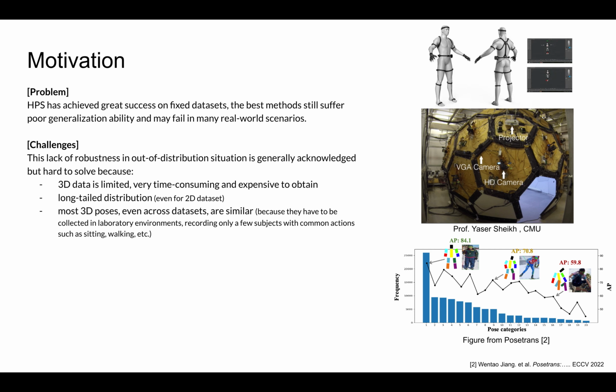While human pose and shape methods excel on fixed datasets, current benchmarks are mostly designed to test models in scenarios that are similar to the training data. Therefore, the best methods lack generalization ability and may struggle in real-world scenarios. This problem is generally acknowledged but hard to solve because 3D data is limited since it is very time-consuming and expensive to obtain, and most datasets follow a long-tail distribution, as we show in this figure.